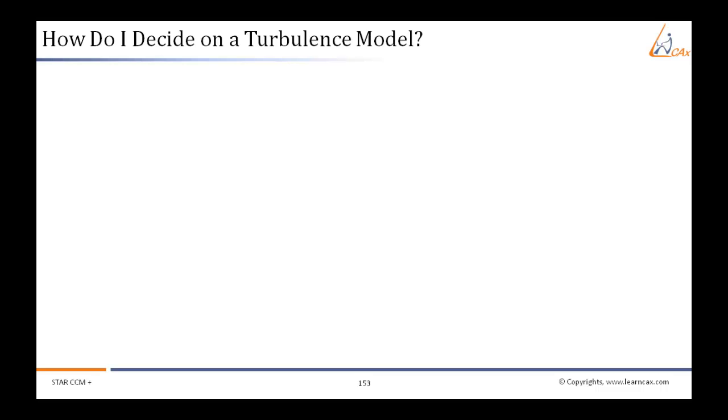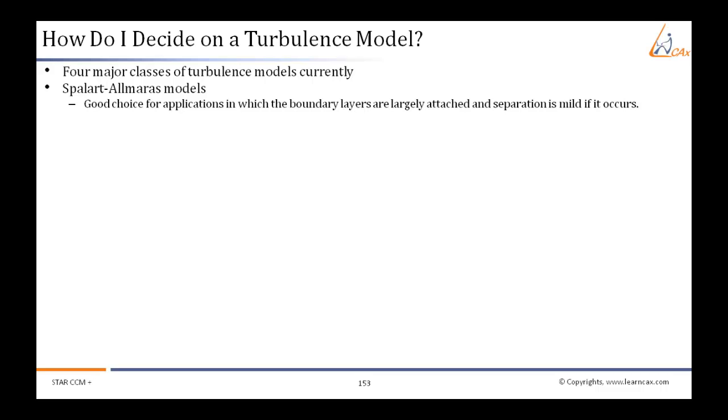Let us discuss turbulence models in some more detail here. There are four major classes of turbulence models currently in *CCM+. Spalart-Allmaras models. These are a good choice for applications in which the boundary layers are largely attached and separation is mild if it occurs. Typical examples would be flow over a wing, fuselage, or other aerospace external flow applications. The Spalart-Allmaras models for RANS equations are not suited to flows that are dominated by free shear layers, flows where complex recirculation occurs, or natural convection.